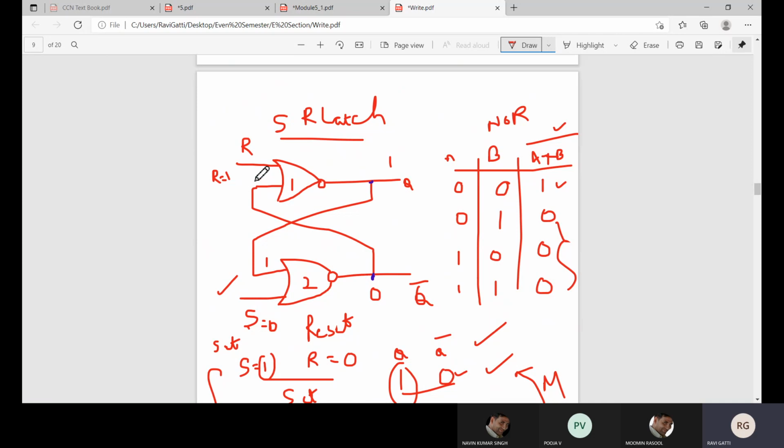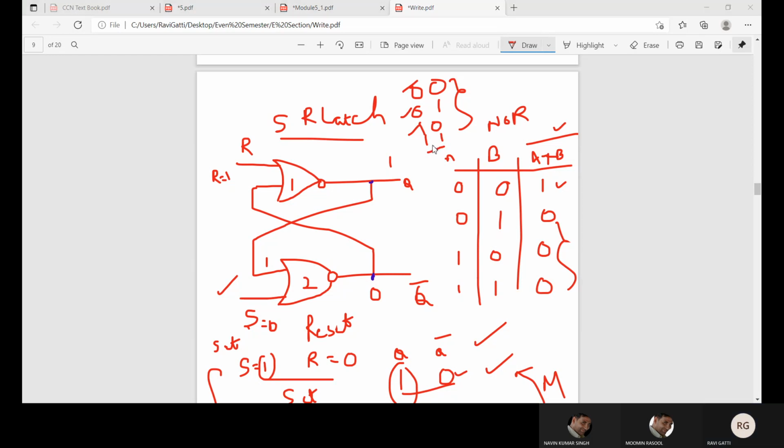Since there are two inputs, you can have different combinations of inputs: 0, 0, 0, 1, 1, 0, or 1, 1. Any of these you can take. We have taken the 0, 0 condition, the 0, 1 condition, the 1, 0 condition, and we still have to take 1, 1. We have not seen the behavior of this yet.